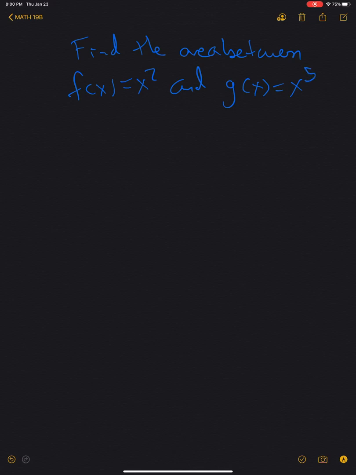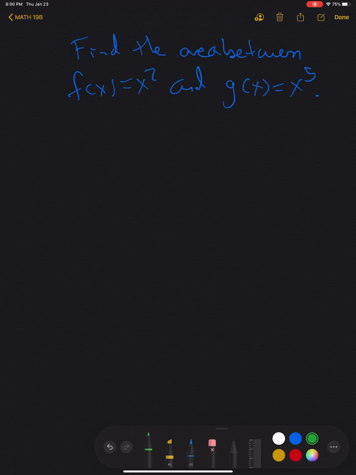Let me work out an example of area between curves. Suppose that we want to find the area between the functions f of x equals x squared and g of x equals x to the fifth.